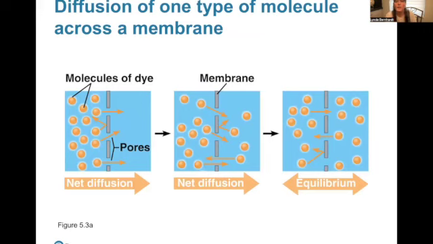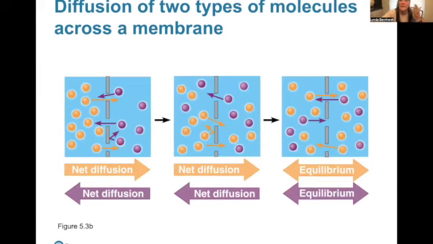This is just trying to show you what happens where there's a whole bunch of molecules on one side, and they move on over to the other because they're trying to equalize. So the entire goal of diffusion is equilibrium. It wants the same amount of molecules on both sides. And this is just showing you it happens in both directions.